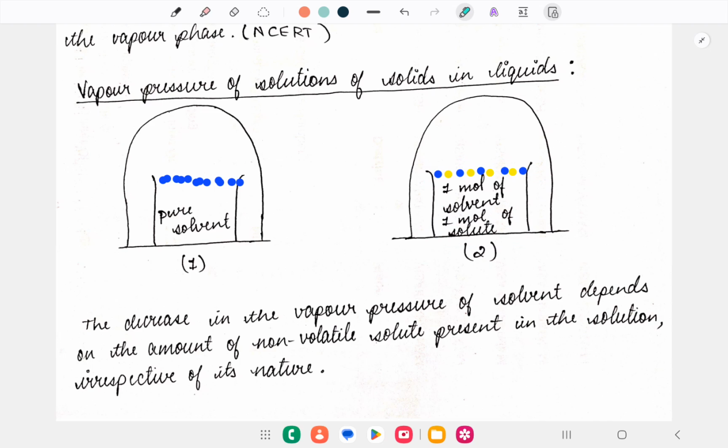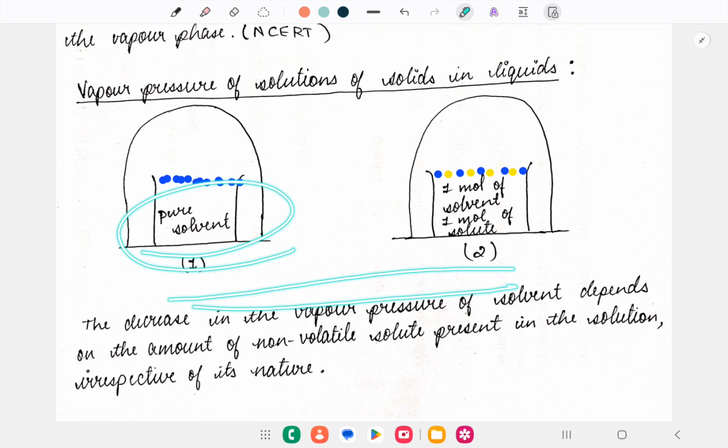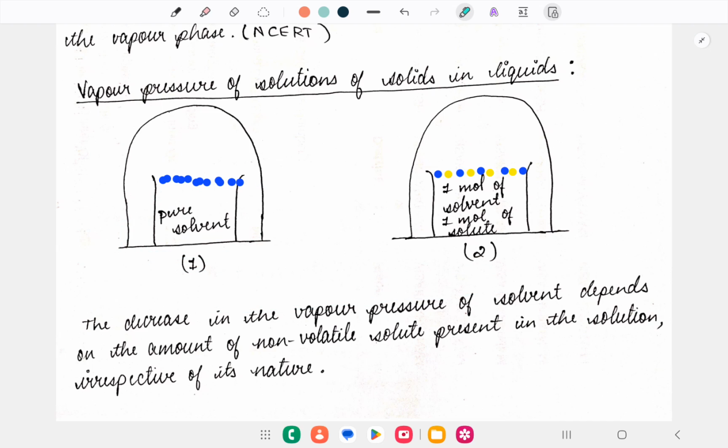And the vapor pressure of the solution is found to be lower than the vapor pressure of the pure solvent at the same given parameters observed. So here we will observe more vapor molecules, while here we will observe very few, because some of the surface will be covered with the solute particles.